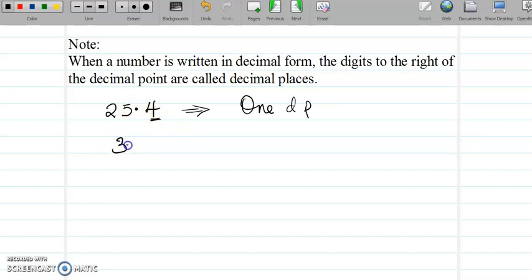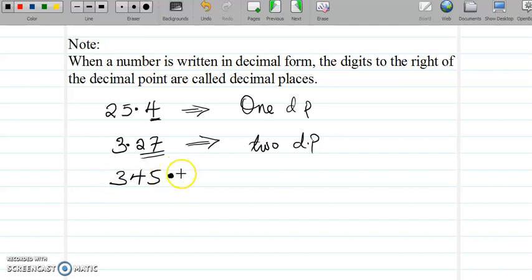Okay, something like 3.27. So what do we call this? We call this what? 2 decimal place, because we have 2 numbers after the decimal point, and so on and so forth. If I have, no matter what this thing is, maybe 1074 or 10748. Now this number will be what? After the decimal point, how many numbers did I have? 1, 2, 3, 4, 5. So this number is 5 decimal place.